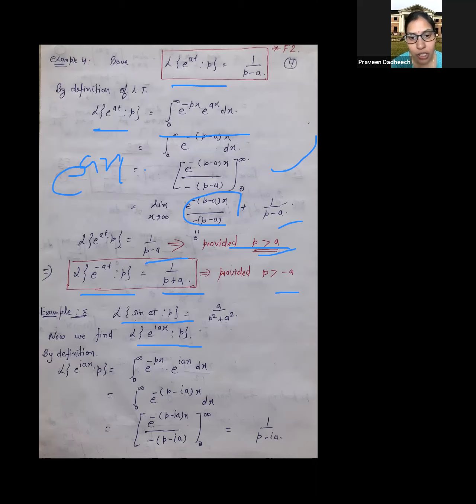Now using the definition, the integral from 0 to infinity of e to the power minus px times e to the power iota ax dx. Again taking it as e to the power minus (p minus iota a)x dx. In solving this integration, we will get e to the power minus (p minus iota a)x over p minus iota a, from 0 to infinity. Applying the limits, at infinity this becomes 0, and at 0 this is 1 upon p minus iota a. Now 1 upon p minus iota a, we can solve by multiplying by p plus iota a upon p plus iota a.